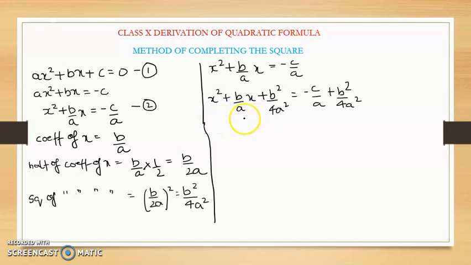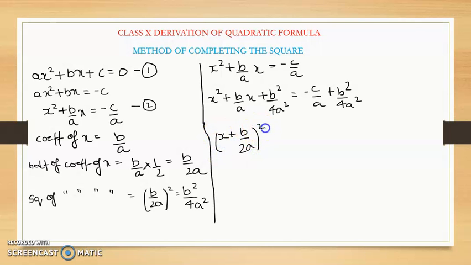Now if you look at this equation carefully, on the LHS we have x square plus b upon a x plus b square upon 4a square. So this is the square of what term? I can write this as x plus b upon 2a whole square.